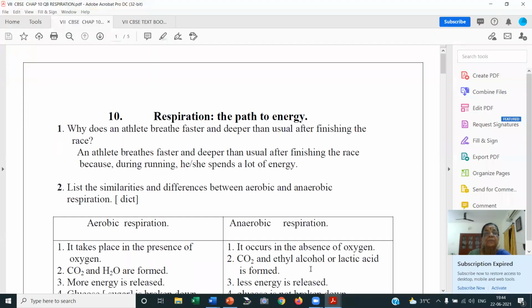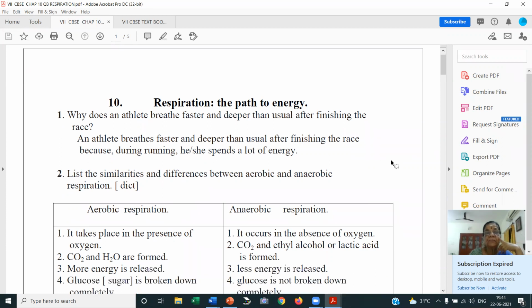Now the question bank on respiration, the path to energy. This is chapter 10 of the textbook. Understand it fully, otherwise learn and write the full answer as usual. Why does an athlete breathe faster and deeper than usual after finishing a race? Because during running he spends a lot of energy.